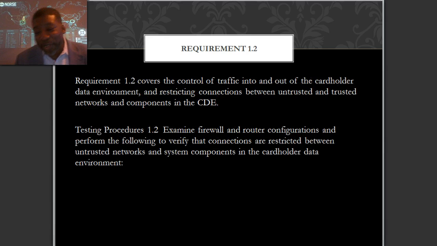So that was 1.1. Remember, we have to go to 1.5. So let's talk about 1.2. Requirement 1.2 covers the control of traffic into and out of the cardholder data environment and restricting connections between untrusted and trusted networks and components in the cardholder data environment. So how do you test this? You want to examine the firewall and router configurations and perform the following to verify the connections are restricted between the untrusted networks and system components in the cardholder data environment. And we'll talk about some of these things.